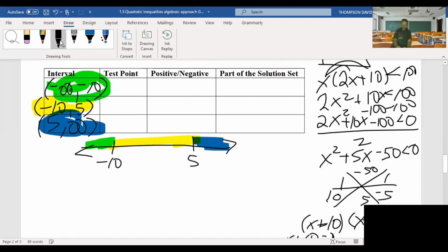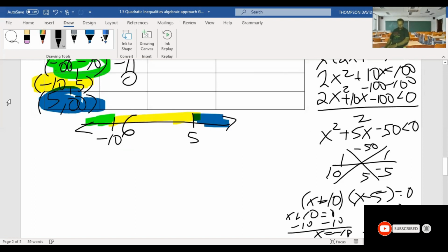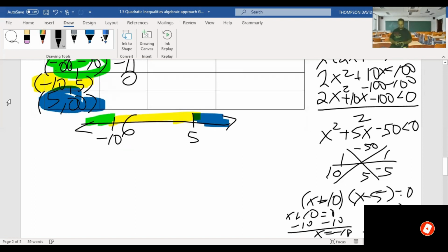So you want a test point. So anything less than negative 10, that would be negative 11, or anything less than negative 10. Between negative 10 and 5, we can use 0. And then for bigger than 5, we can use 6, or any number bigger than 5. So now we just plug into our equation and check to see if it's true or false.